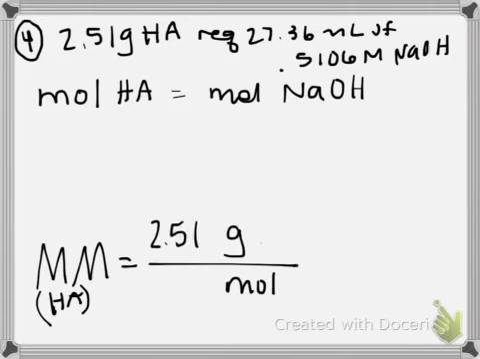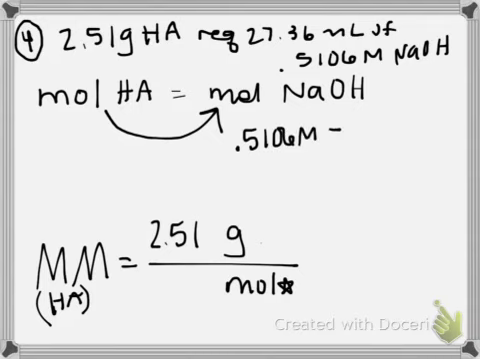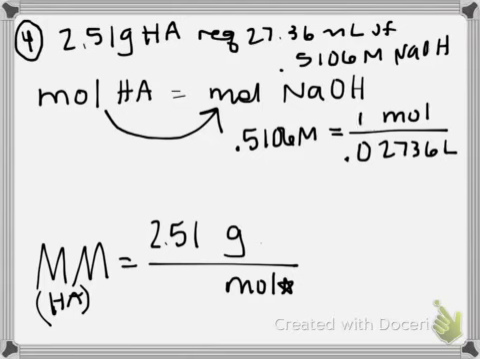Now, we don't just know how many moles that is, but what we do know is that the moles of the acid equals the moles of the NaOH. So we're going to solve for the moles of the NaOH, and that number is going to go down here because it's also equal to the moles of the acid. So this is pretty straightforward. 0.5106 molar for the NaOH equals the number of moles over the number of liters, 0.02736 liters. So take a moment, pause, solve for your moles up here.